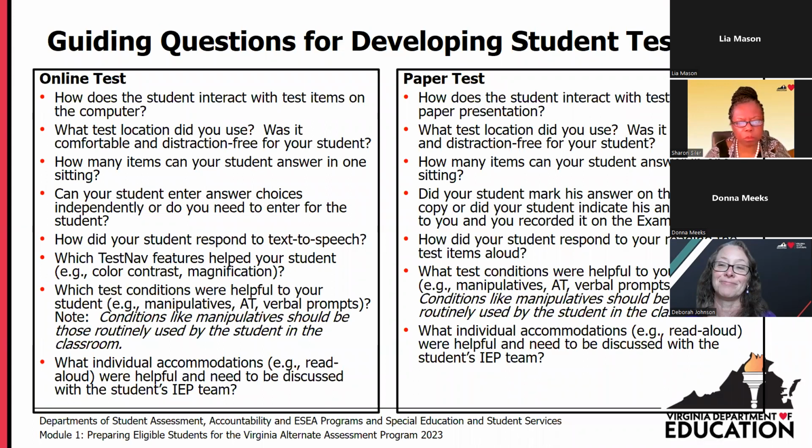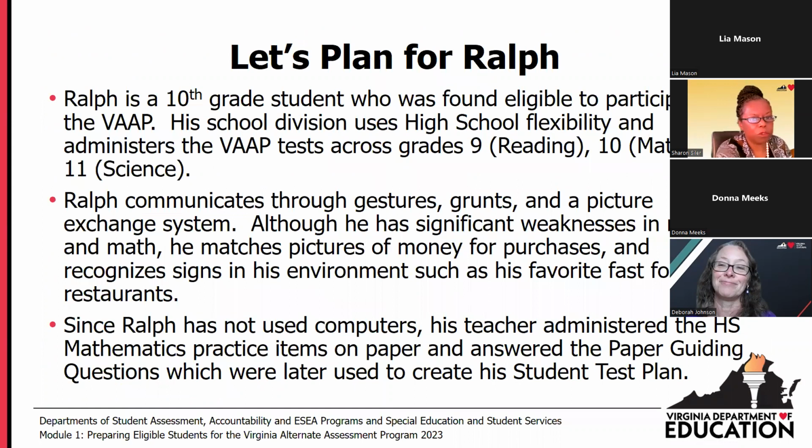And then the last two bullets on either side really get into the identification of the test conditions that are going to provide your student with the most support, and the individual accommodations that are going to need to be identified, but also taken to be discussed with the student's IEP team. So let's walk through the development of a plan for a student. We were introduced earlier in this presentation to Ralph.